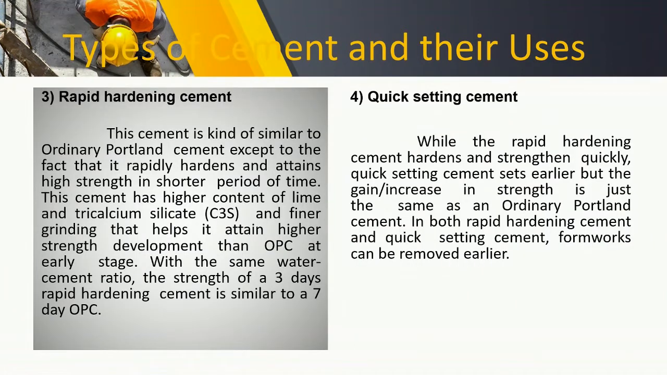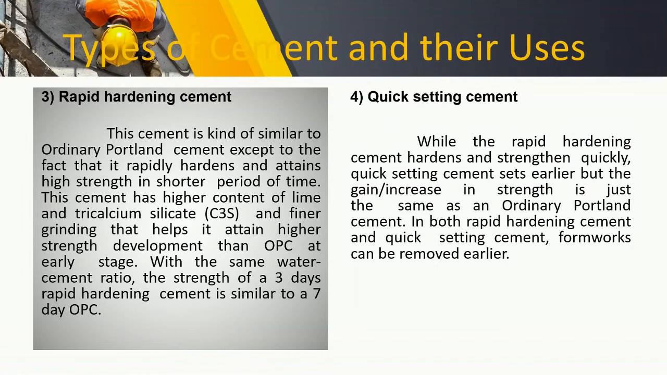Number 3, rapid hardening cement. This cement is kind of similar to ordinary Portland cement except to the fact that it rapidly hardens and attains high strength in shorter period of time. This cement has higher content of lime and dry calcium silicate and finer grinding that helps it attain higher strength development than OPC at early stage.